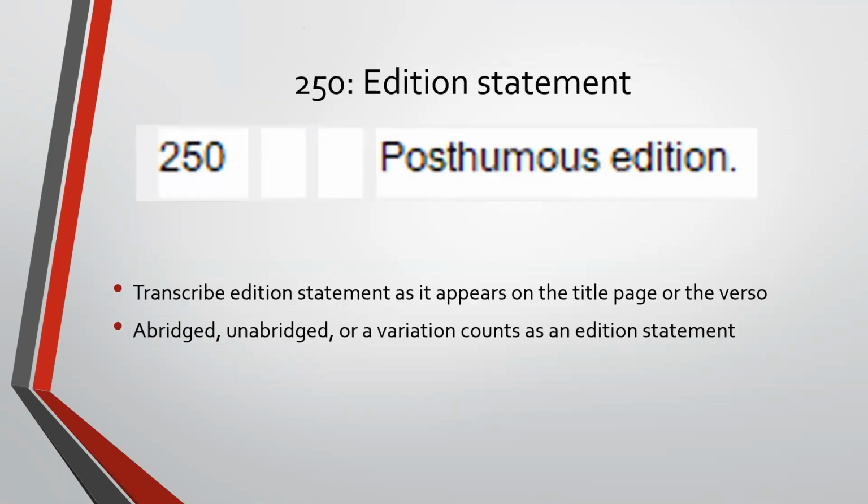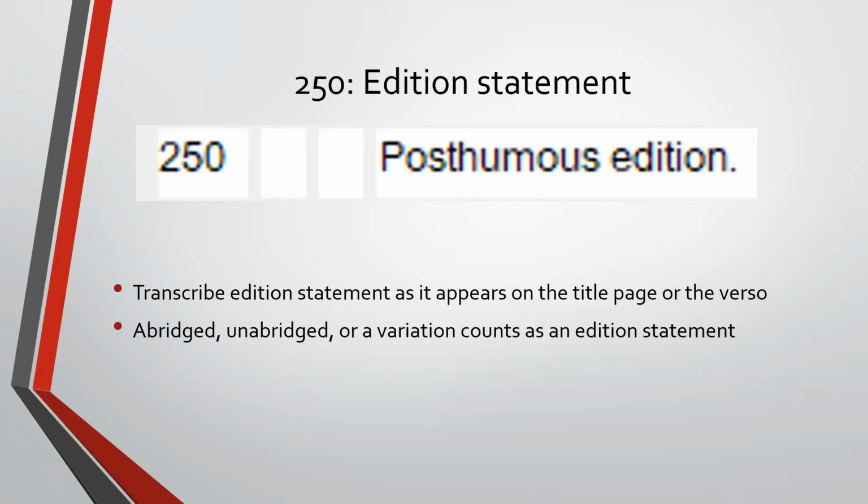Edition statement. Katie mentioned this earlier. You want to transcribe your edition statement as it appears on your title page or on your verso. Things like abridged, unabridged, or variants of these things count as edition statements. You can also, if you want to include an edition statement that does not necessarily appear on an item, put it in square brackets.